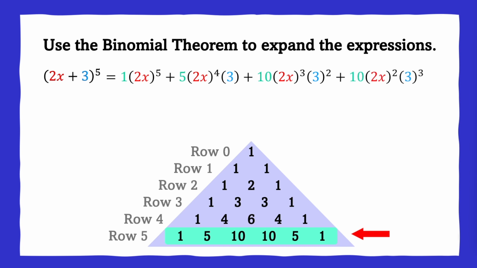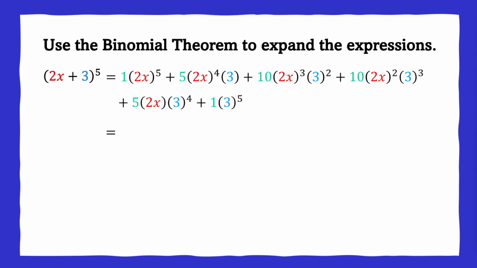The fourth term has the coefficient 10, where 2x is raised to the second power and 3 is raised to the third power. The fifth term has the coefficient 5, where 2x is raised to the first power and 3 is raised to the fourth power. Finally, the sixth term has the coefficient 1, where 2x is no longer present and 3 is raised to the fifth power. Let's simplify each term using the rules of exponents.